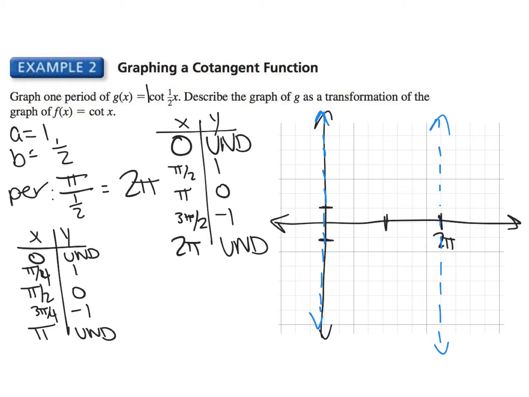Then at pi over 2, I have a point at 1. And then at pi, I have a point at 0. And then at 3 pi over 2, -1. And this right here is the graph for g of x equals cotangent 1/2 x. And that's it for this one.